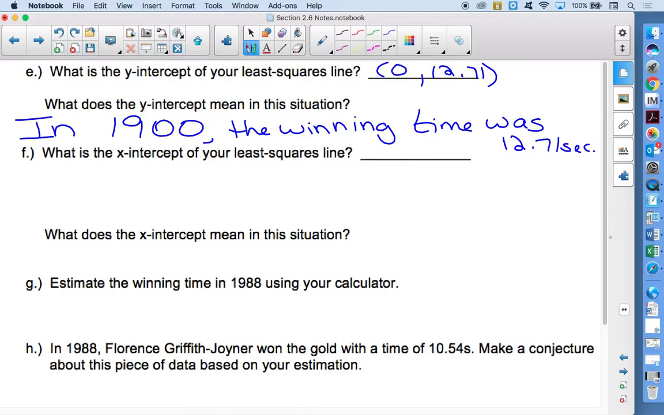Which could be true. There were definitely Olympics in 1900. There were Olympics in the 1800s as well. So we could look that up and see if that's true, because it seems like as years go on, people get faster. So that time could be at least in the vicinity of being correct.